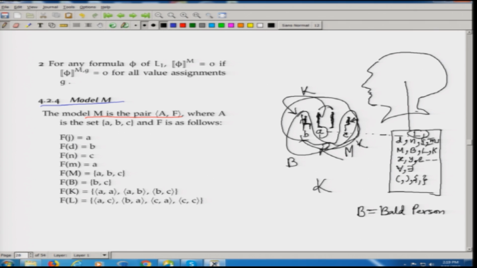So, the problem is the model is all about A and F. What does it mean? The model has A, which is the set. So, the model has A, B and C, and it has F. What does F do? F takes the linguistic entities from this box, and so this is the work of F. F takes linguistic entities from this box. So, suppose N, and then relates N.